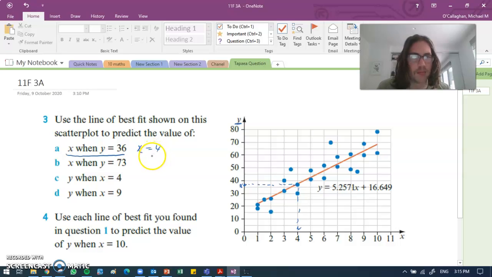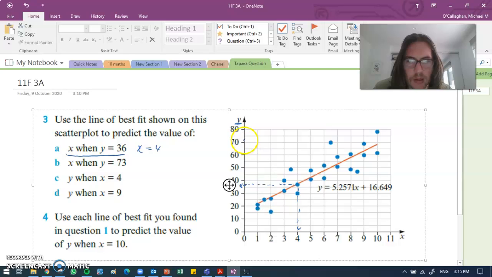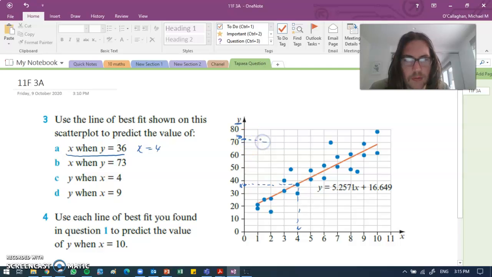Okay, you're not going to get it perfect every time. Find x when y is 73, so you go up the top, 40, 50, 60, 73. I'm saying that there is when y is 73. Go across, try to draw a straight line. It's better if you use a ruler in these cases.